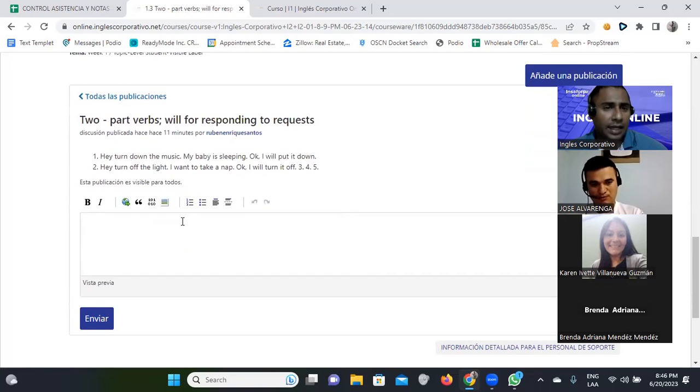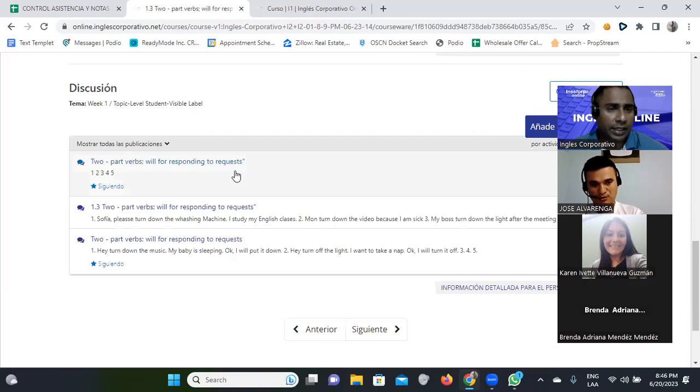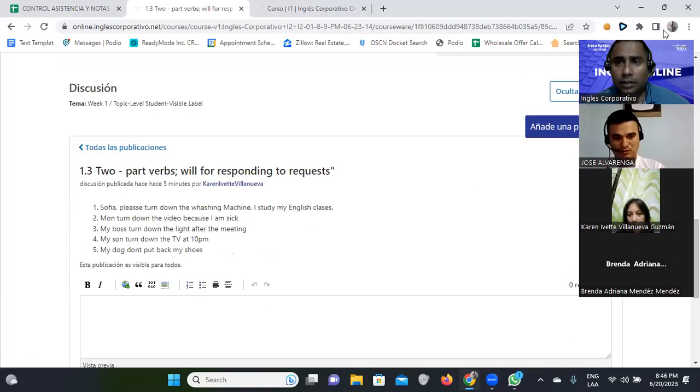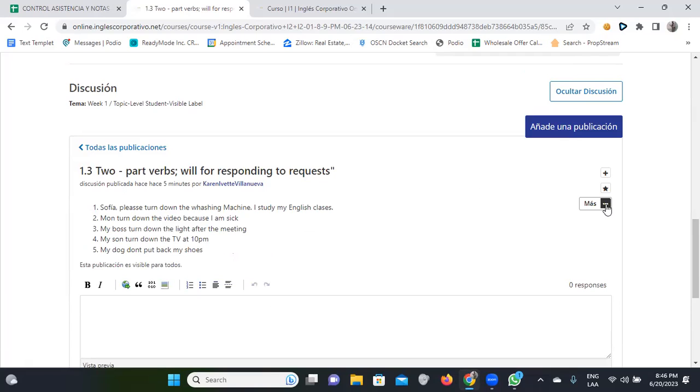Si quiere hacer editar, Karen, lo único que tiene que hacer es irse acá. ¿Puede ver mi pantalla? Yes. Okay, solo se va aquí donde están los 3 puntitos y va a ver que dice más. Le da clic allí. Okay. A los 3 puntitos. And complete the sentence. ¿Por qué no me deja? I try, teacher. Let me see. Give me a moment. No, no me está dejando. Bueno, se supone que dándole los 3 puntitos, ahí le tiene que decir editar y ahí usted puede editar.